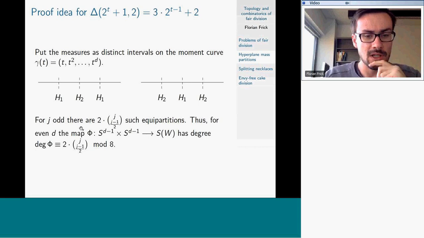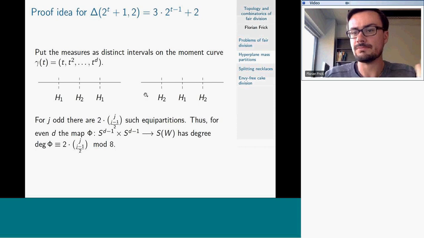Then you find that for j odd, just a counting argument, this is 2 to j choose (j minus 1) over 2. And you take care of multiplicities and signs of zeros, and you see that this has degree equal to this mod 8. So when is this non-zero mod 8? That we have a contradiction.